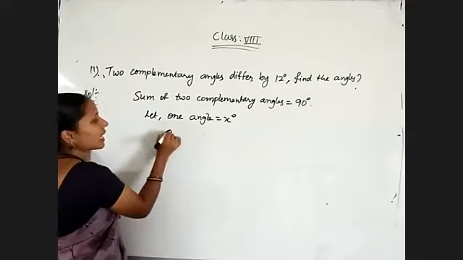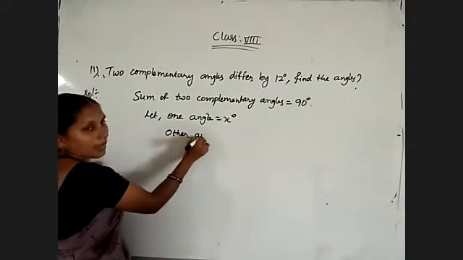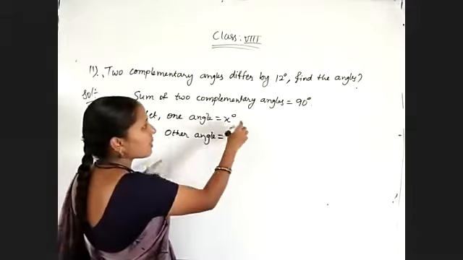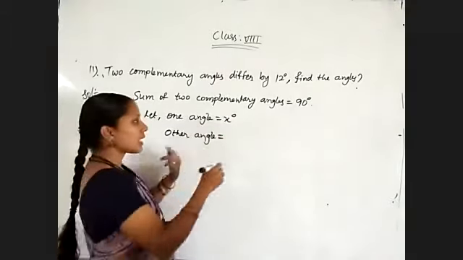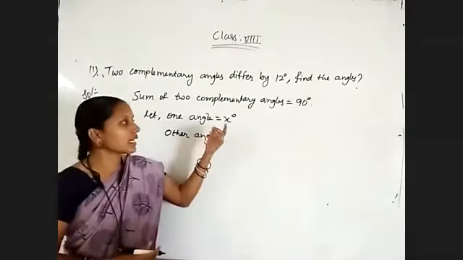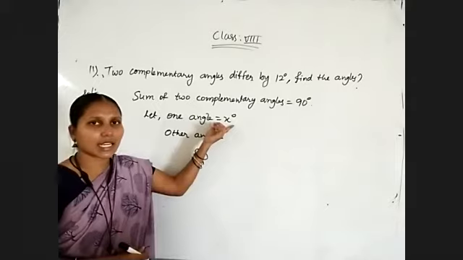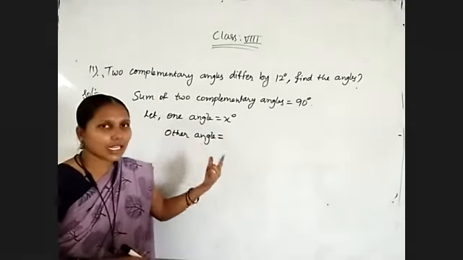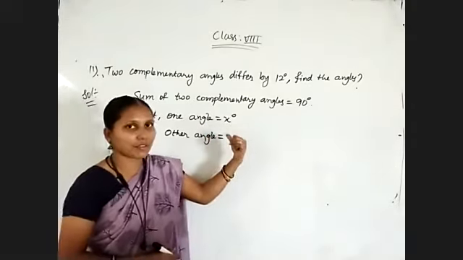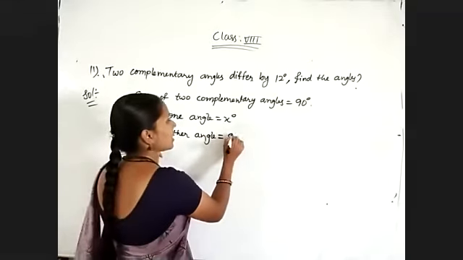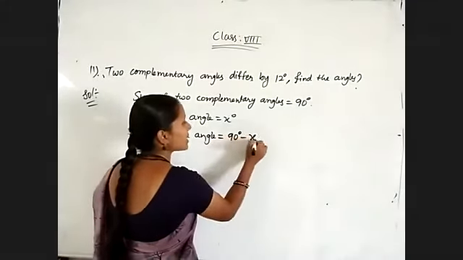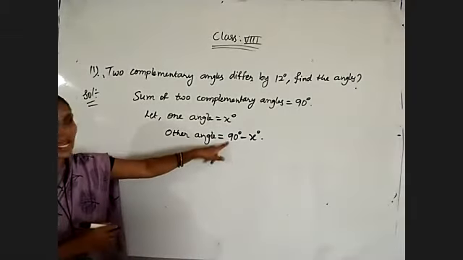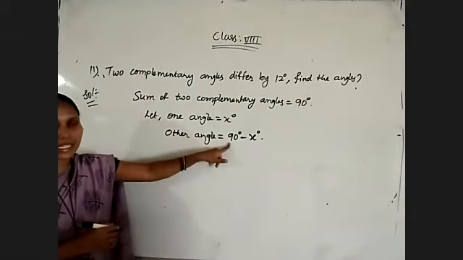So then the other angle will be such that the sum of those two angles is 90. For suppose one of the angles is 50 degrees, what will be the other angle? 40, because 50 plus 40 is equal to 90. How did we get that 40? 90 minus 50. So here also the other angle is 90 minus x degrees. The sum of these two angles must be equal to 90 degrees. Add these two, you will get 90 degrees.